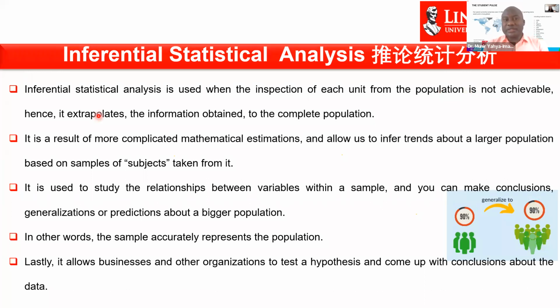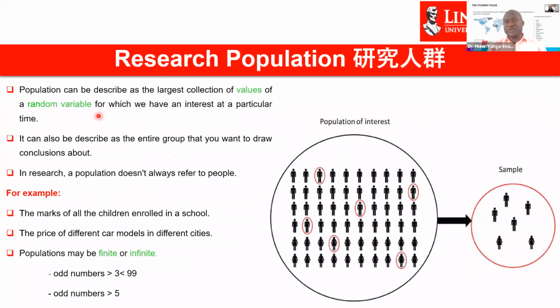Now, it is a result of more complicated mathematical estimation and allows us to infer trends about a larger population based on samples of subjects taken from it. It is used to study the relationship between variables within a sample, and you can make conclusions, generalizations, or predictions about a bigger population. In other words, a sample accurately represents the population. Lastly, it allows businesses and organizations to test a hypothesis and come up with conclusions about the data. That's what inferential analysis allows us to do. Now, let's look at the search population.